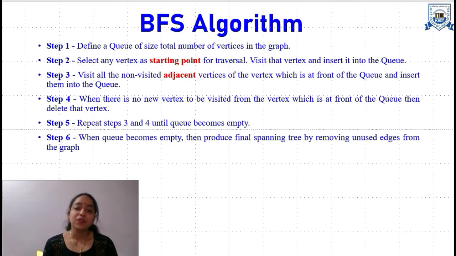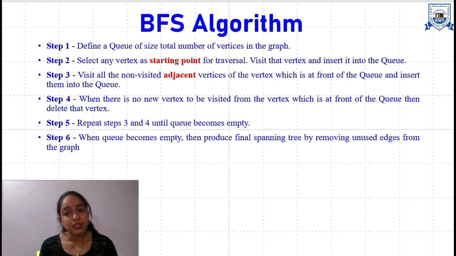Then we will select any vertex as the starting point for the traversal, because we need one starting vertex, and we can select any vertex. We will visit that particular vertex. As we are starting from that vertex, we have visited it, and we will insert it into the queue by the enqueue operation.